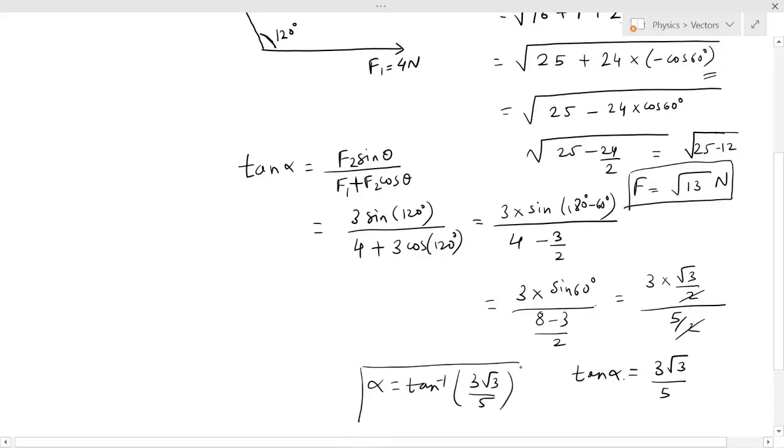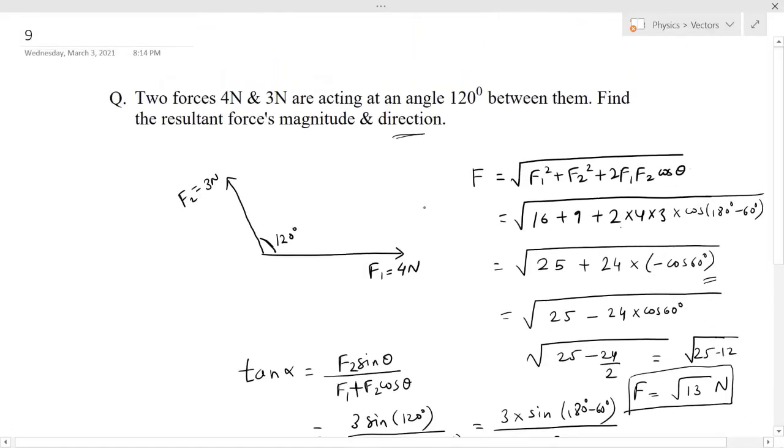I had already done the calculation of tan inverse of this using a calculator. So this is about 46 degree. So the resultant vector is at an angle 46 degree with respect to the force F1 and with the magnitude square root of 13 Newton.